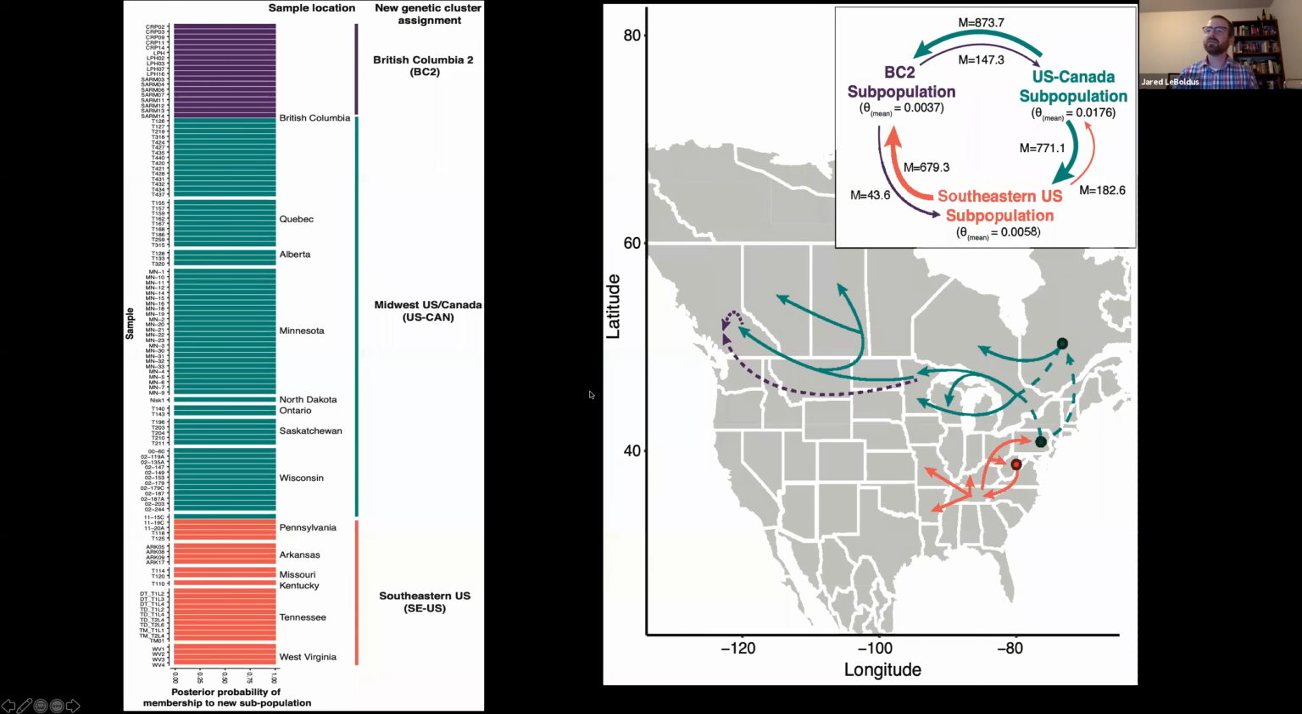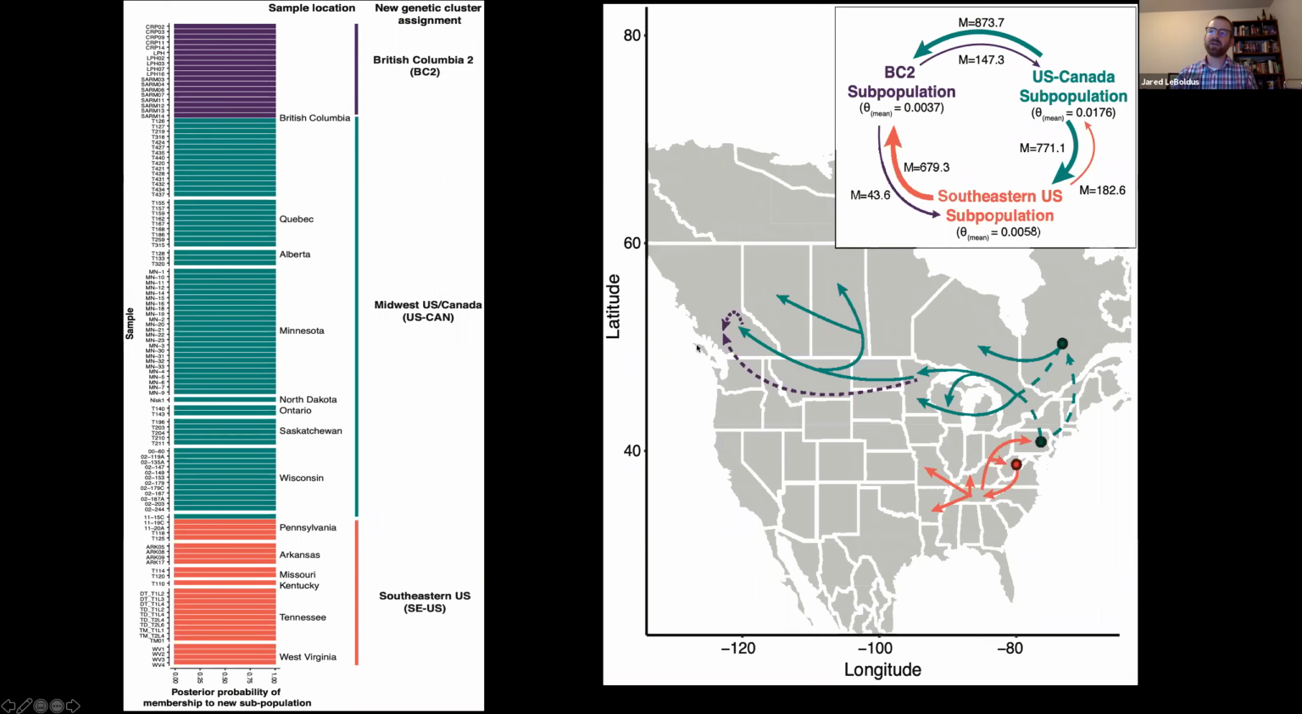So the second figure you see on the slide here is a map of North America. So you have Canada up here, and you have the southeastern US here, and then the rest of the United States over here. And basically, what I want to point out here before I talk about some of the statistics is this province here, British Columbia, and there are 2 separate groups of individuals from British Columbia.